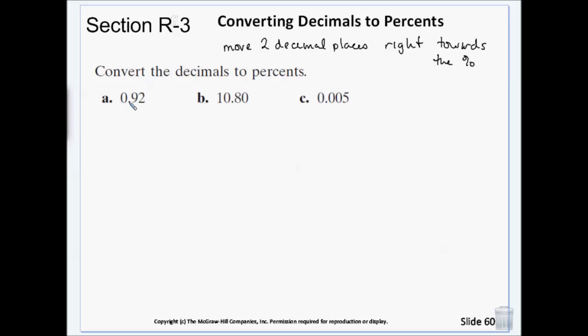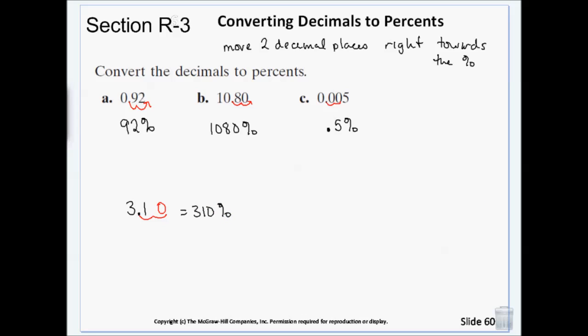So 2 places, 1, 2. So 0.92 is the same thing as 92%. 1, 2. 10.8 is 1,080%. 1, 2. 0.5 is 50%. Now, they didn't give us a good example of this, but I'm going to do it. Like, let's say I have 3.1. 1, 2, we have empty space again. Anytime you have an empty space, you put a 0 in there. So this would be 310%.